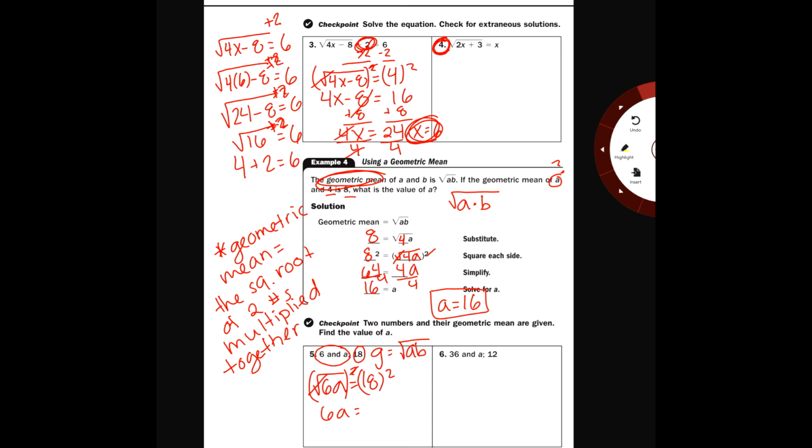not 164. Let's look. Sorry guys, momentary pause here. 324, that's what it is. So I'm going to divide both sides by 6, which gives me a is equal to 54.